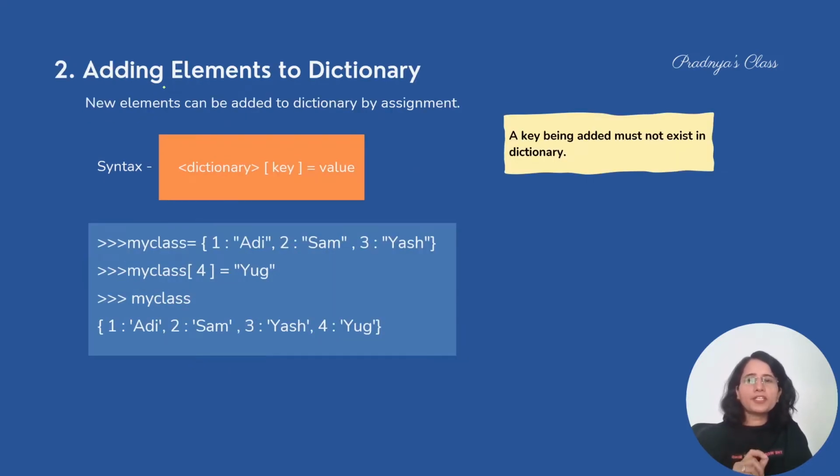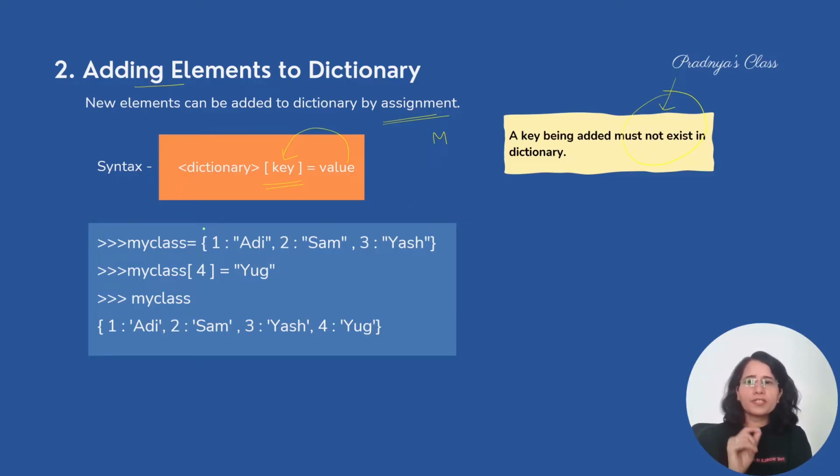The second operation we are going to study is adding elements to the dictionary. We can add elements to the dictionary by assignment. You know dictionary is a mutable data type, so we can change the content of the dictionary. So here is the syntax. We have to mention the key and we have to assign the value for that key, which will get added to the dictionary. One thing we can note down, as a key cannot be duplicated, when you are mentioning this key, it must not exist in the dictionary.